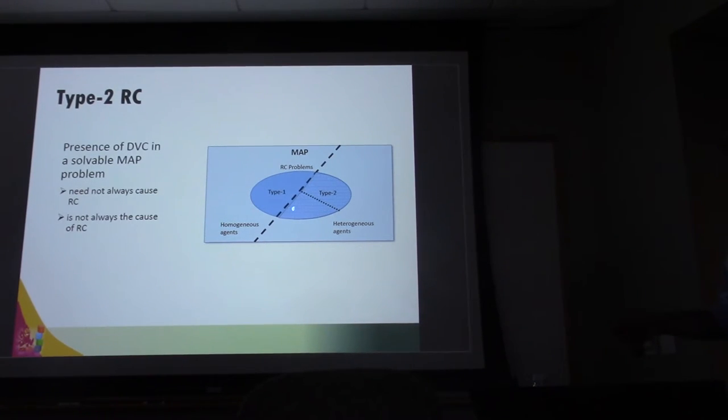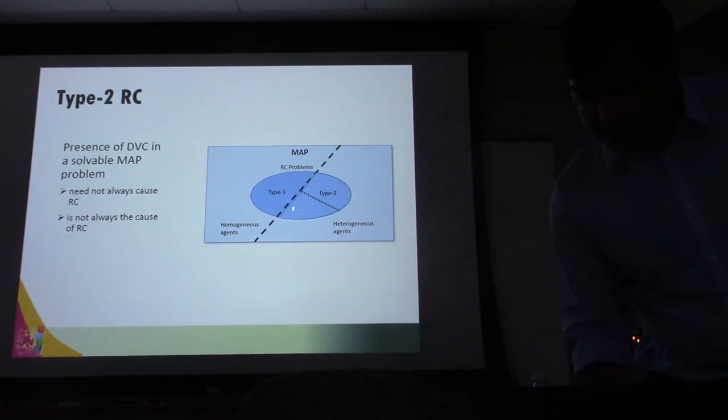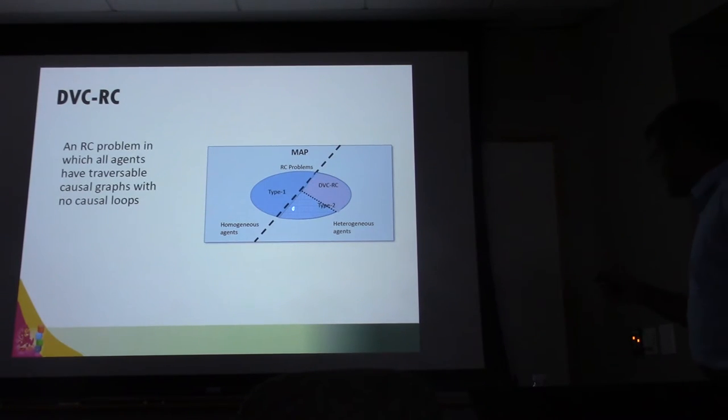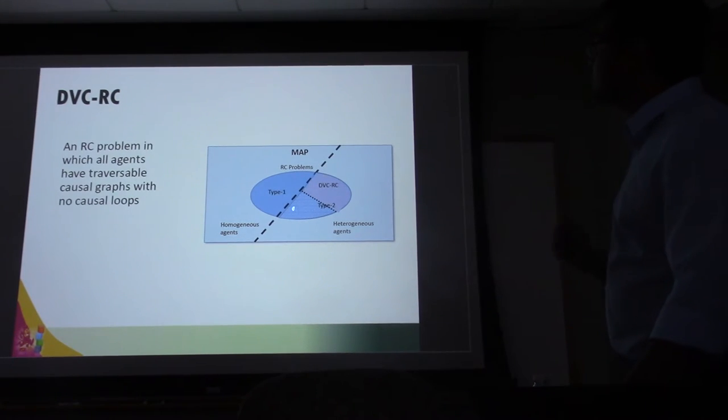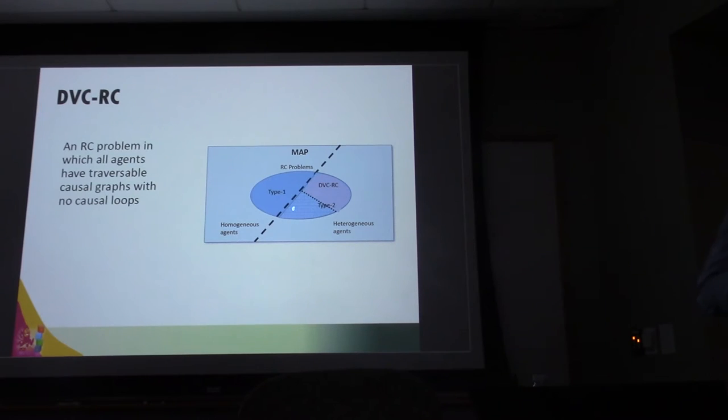So given these two caveats, we are going to focus on a subtype of these type 2 problems, which we call VDC-RC. These are a set of type 2 problems where we know the required cooperation is because of heterogeneity and not because of any of the earlier cases we've discussed. For this, we will introduce the concept of transformer agents, which are virtual agents. And we will try to simplify planning within this subset of problems using this new concept of transformer agents.